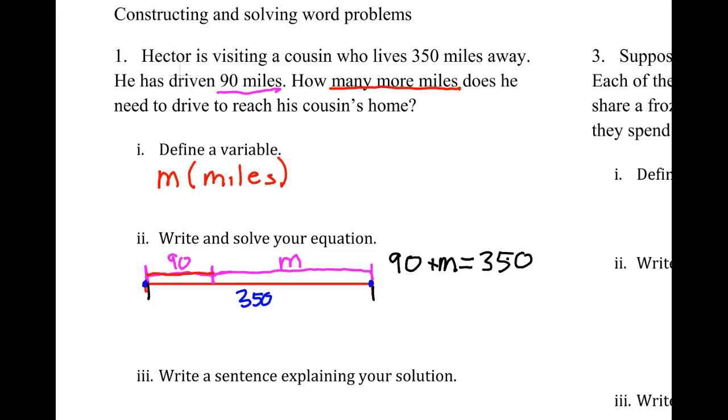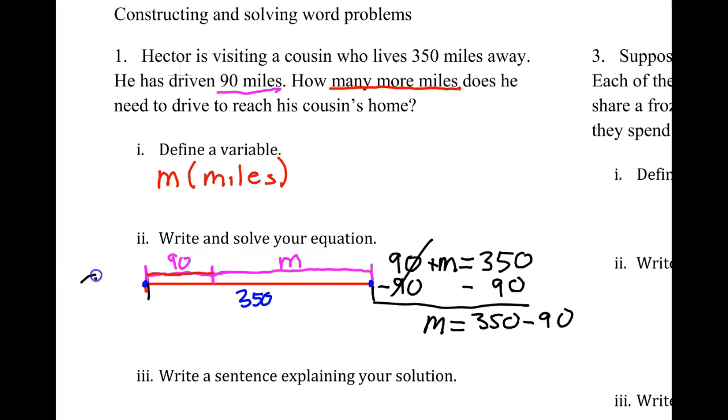Now, if you put m plus 90 or something like that, that's just fine. Someone else might have gone ahead and started solving this in their head already, and they might have written m equals 350 minus 90. That's still an equation because it has an equal sign. So as long as this has an equal sign at this point in your answer, and you can solve it, it's probably going to be correct. Of course, m will end up equal to 260 miles.